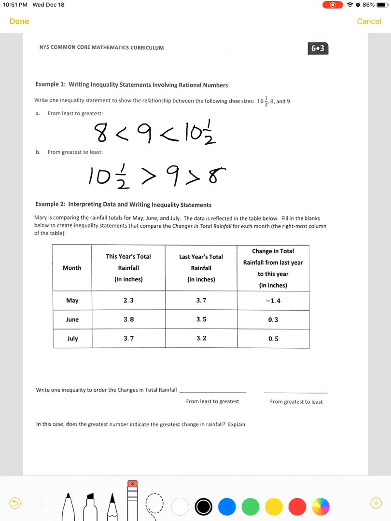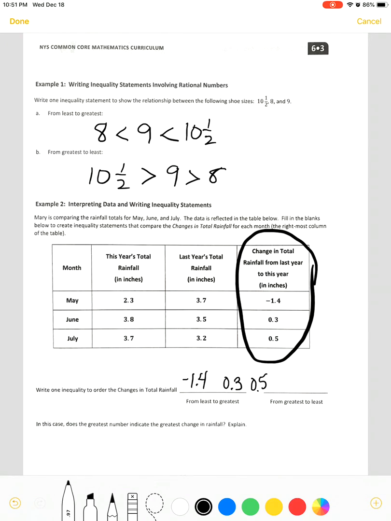Write one inequality to order the changes in total rainfall from least to greatest. All right, so we're again focusing on this column, right? So the least, the lowest, or the greatest decrease, right? With the lowest number would be negative 1.4, right? And then we'd have 3/10. And then we'd have 5/10, right? So we're going to say negative 1 4/10 is less than 3/10, which is less than 5/10. That's how we would write those numbers.